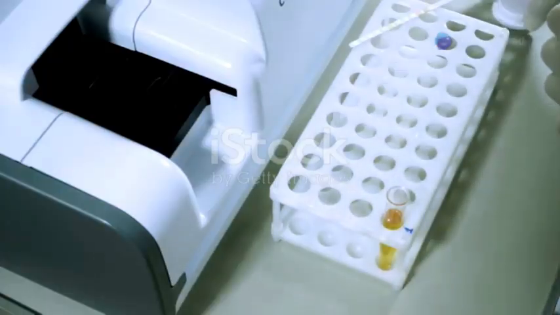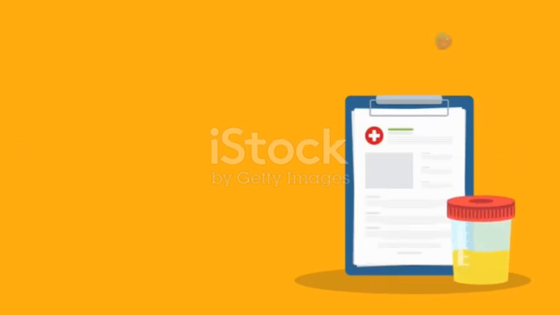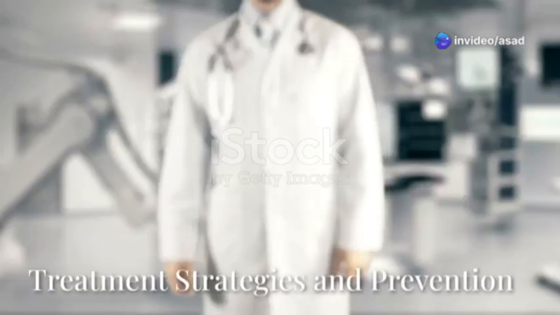Diagnosing a UTI typically involves a urine test. This simple test analyzes the urine for the presence of white blood cells, red blood cells, and bacteria. A urine culture, which involves growing the bacteria in a laboratory, can help identify the specific type of bacteria causing the infection.